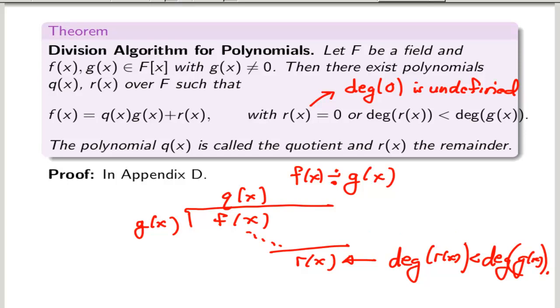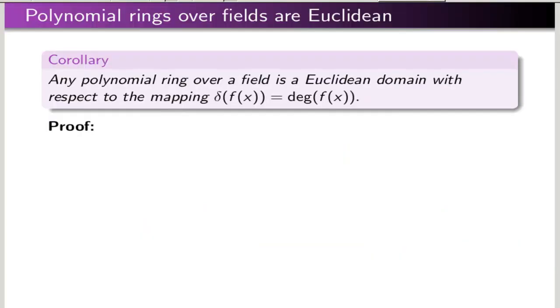So I have a proof in Appendix D, and you can take a look at that if you like. But this is telling us we have a division algorithm, and when there's a division algorithm, we get a Euclidean domain. What's the delta mapping? Well, it's just the degree of the polynomial. So when you take the degree of a polynomial, you end up with a natural number, or you get 0 in case it's a constant. So any polynomial ring over a field is a Euclidean domain with respect to the mapping delta of f(x) is the degree of f.